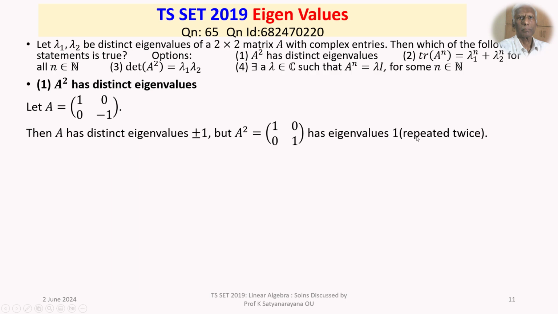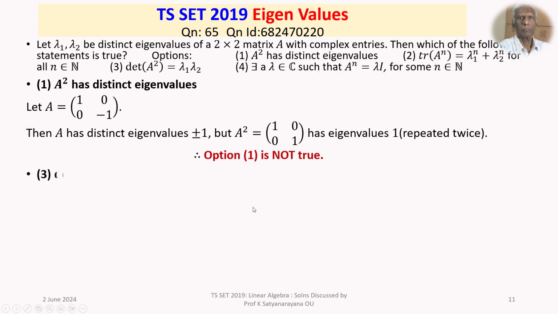So your option says A square has distinct eigenvalues. No, A square can have equal eigenvalues also. There is a counter example. So that means in general, option 1 is not true.